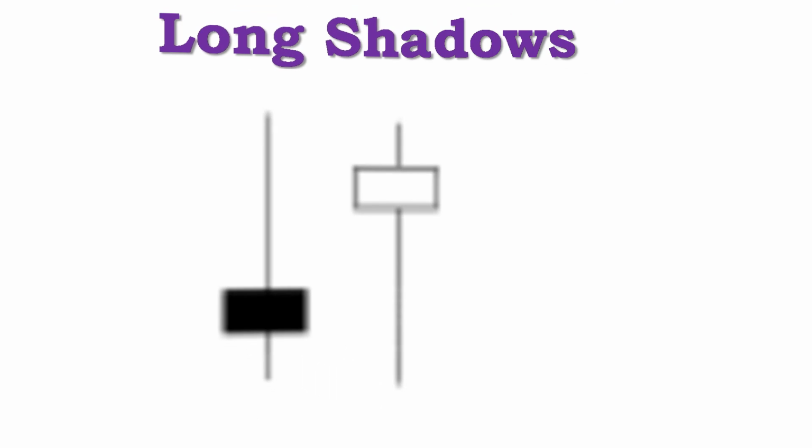Next candlestick pattern, long shadows. Candlesticks with a long upper shadow and short lower shadow indicate that buyers dominated during the first part of the session, bidding prices higher. Conversely, candlesticks with long lower shadows and short upper shadows indicate that sellers dominated during the first part of the session, driving prices lower.